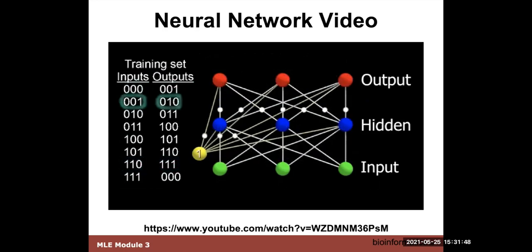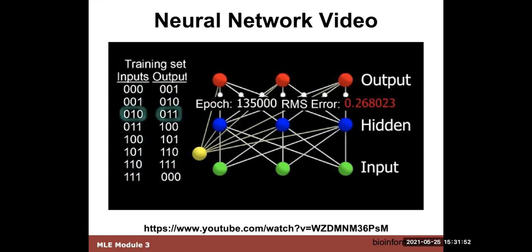We repeat that whole process for all the inputs and outputs in the training set. And once we've done that for the whole training set, we then repeat it a few thousand times until the error we start getting is very small, small enough that we consider it trained. For this neural network, I have to go through the training set around 680,000 times to get the RMS error to under 0.0005.